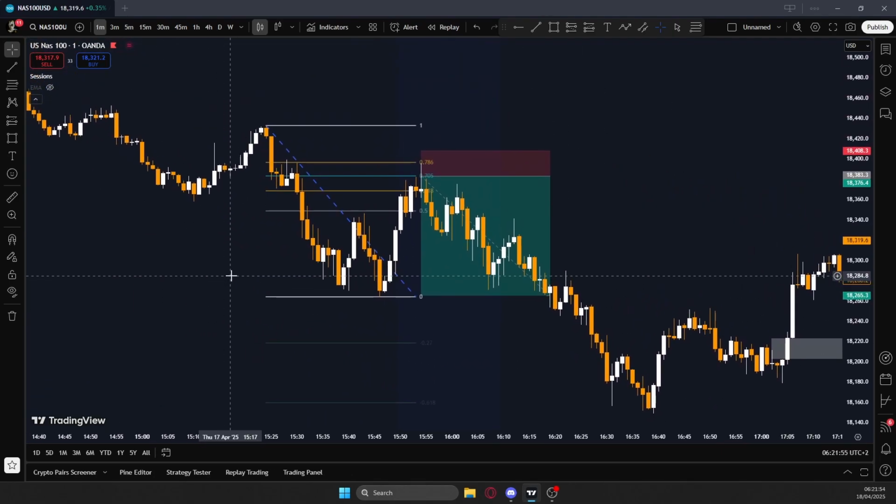Another nice quality setup, which was here, is we have both a fair value gap here as well as an order block before the massive move to the downside.